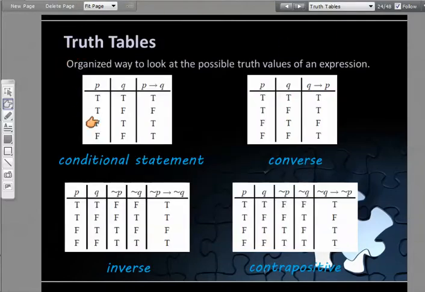Here's some truth tables. Remember, your conditional will always look just like this table right here. Your converse will always look like this one. Inverse will always look like this table. Contrapositive will always look like this table. Notice when you negate things, it makes the tables a little larger. Also remember that these first 2 columns are always the same: TTFF and TFTF. I don't know, I feel like Tigger when I say that. TTFF and TFTF.